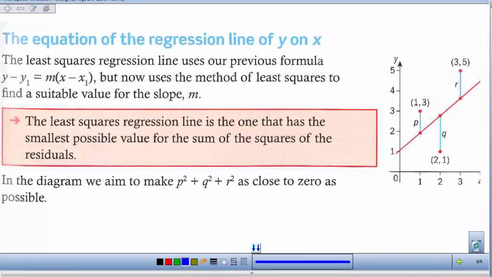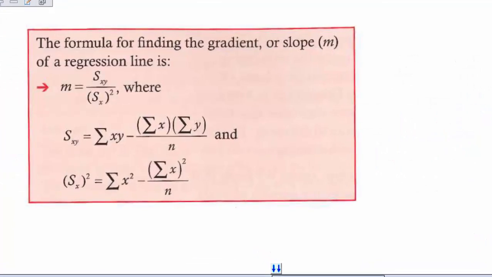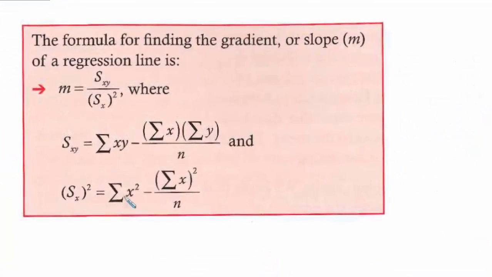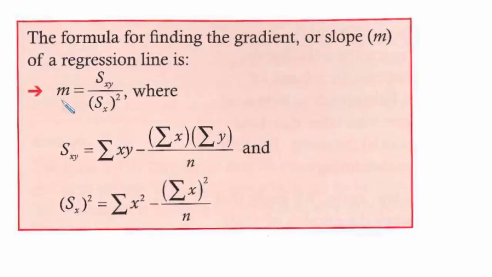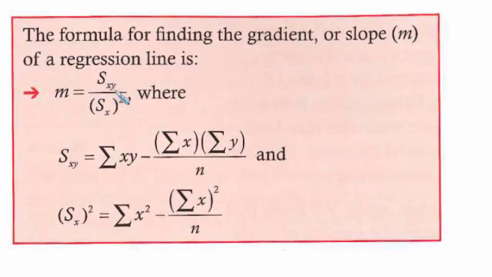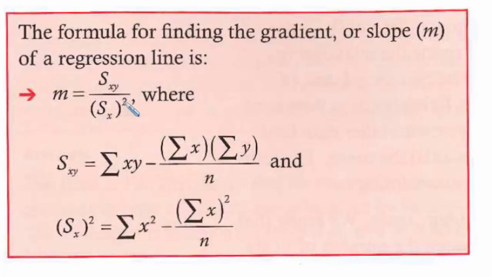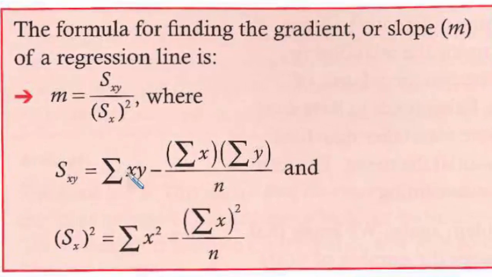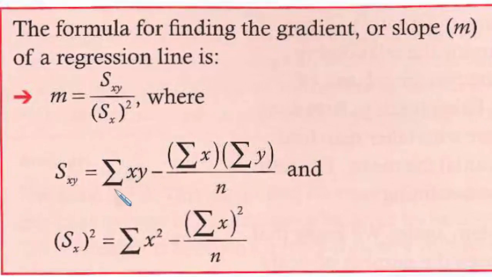So how do we do that? Well, guys, the formula ain't pretty. It looks like this. The slope of our line is equal to s sub xy divided by s sub x squared, where s sub xy is given by this, the sum of x times y minus the sum of the x times the sum of the y divided by n, and the sum of the x squareds is going to be given by this here.